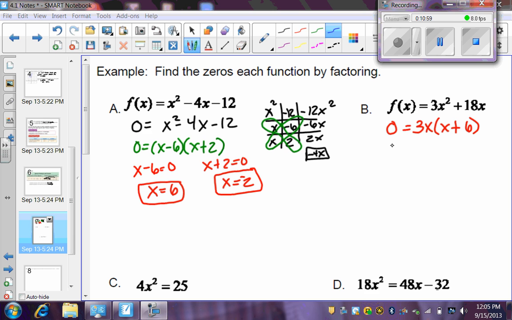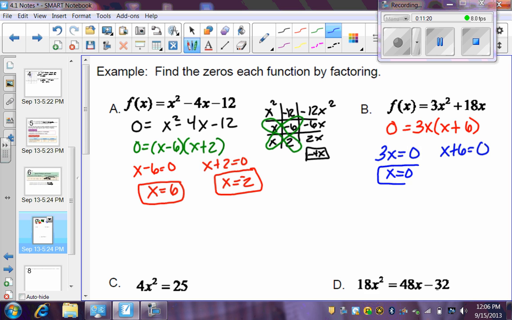Now we set each factor equal to 0, so our first factor is 3x equals 0, and our second factor is x plus 6 equals 0. Well, the opposite of multiplication is division. So if we divide by 3, 0 divided by anything is just 0. So we have x equals 0. The opposite of adding 6 would be to subtract 6 from both sides. So we get x equals negative 6.